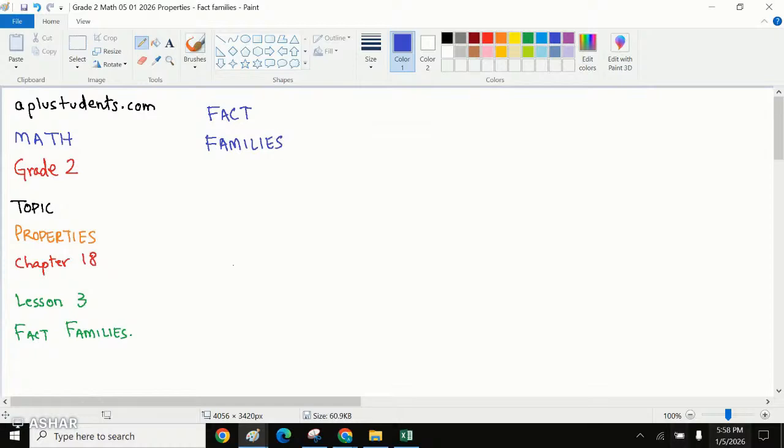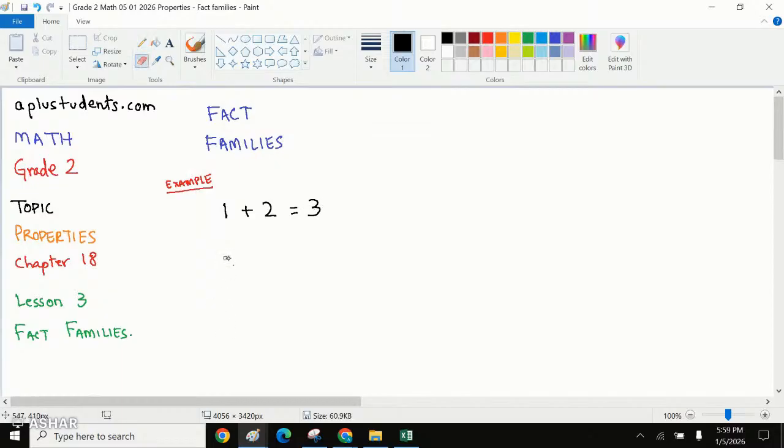Okay, so the first thing that you need to do is go to math as the subject, then grade 2. The topic is properties, chapter number 18 and lesson number 3. We are looking at fact families. Before starting off with the question, let's look at an example. Okay, so for example, we'll pick a very small number. 1 plus 2 would be equal to 3, right?